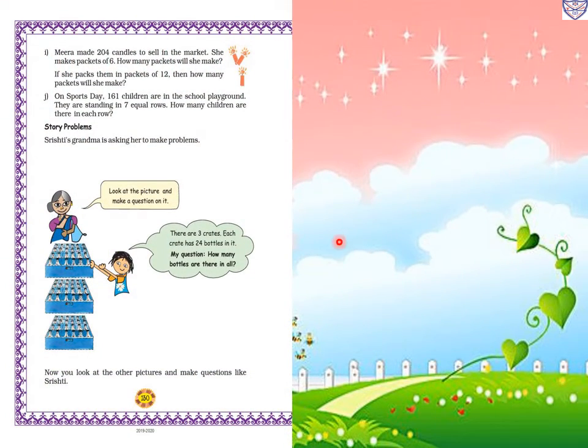Now page number 130. Mira made 204 candles to sell in the market. She makes packets of 6. How many packets will she make? So she is making candles. How many candles did she make? 204. So she wants to sell those candles in the market. So she is making a packet of 6. So how many packets will she make?